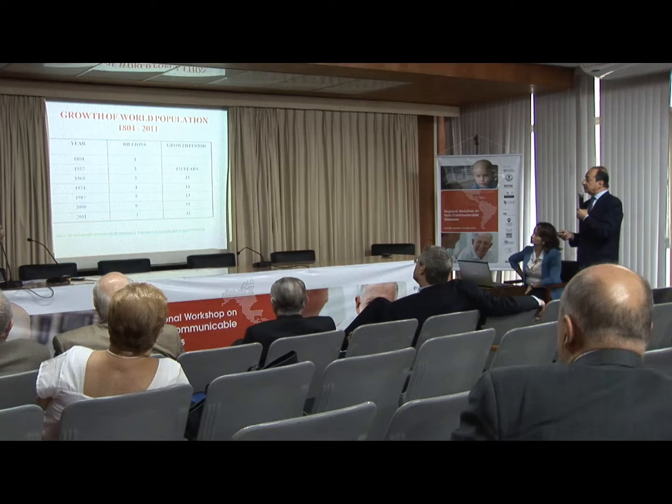The world population between 1804 and 2011 gives you an idea of the speed of growth around these 200 years. In 1927, we had 2 billion inhabitants in the world, having had 1 billion in 1804. So it took 123 years to go from 1 to 2 billion. It took only 33 years to go from 2 billion to 3 billion.